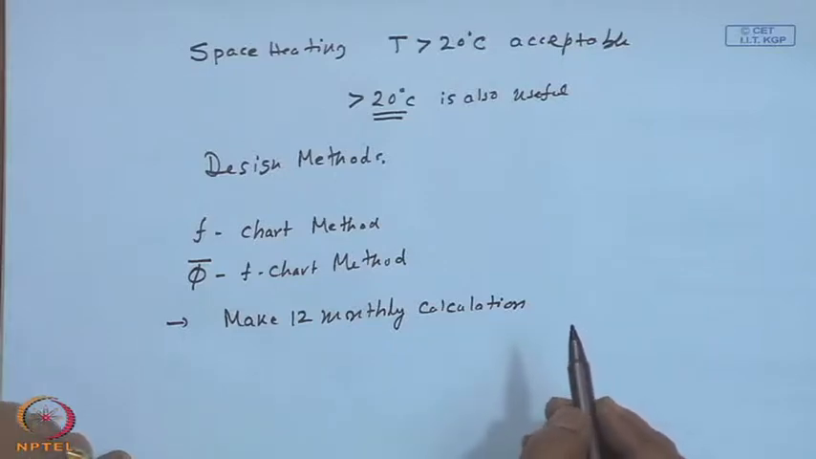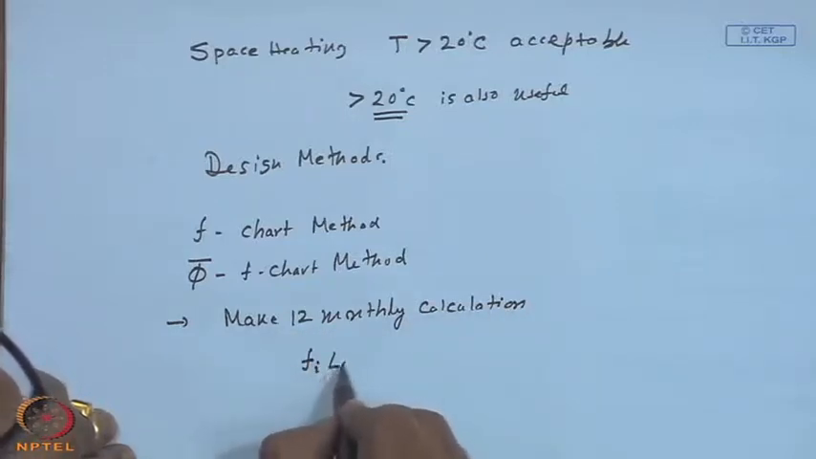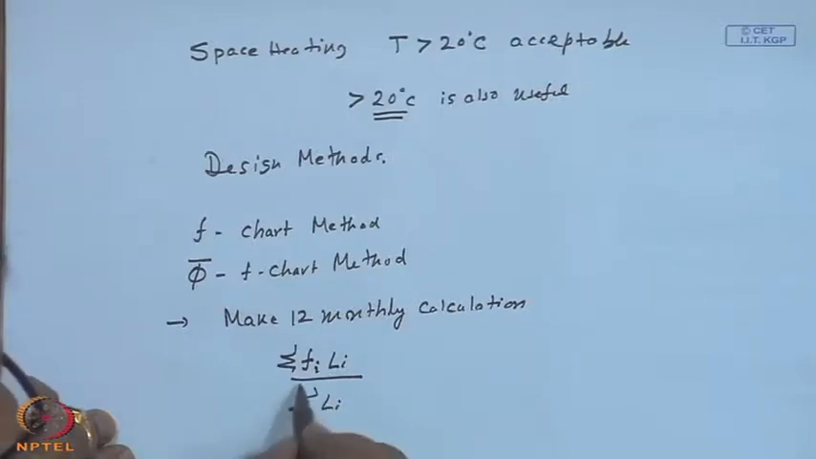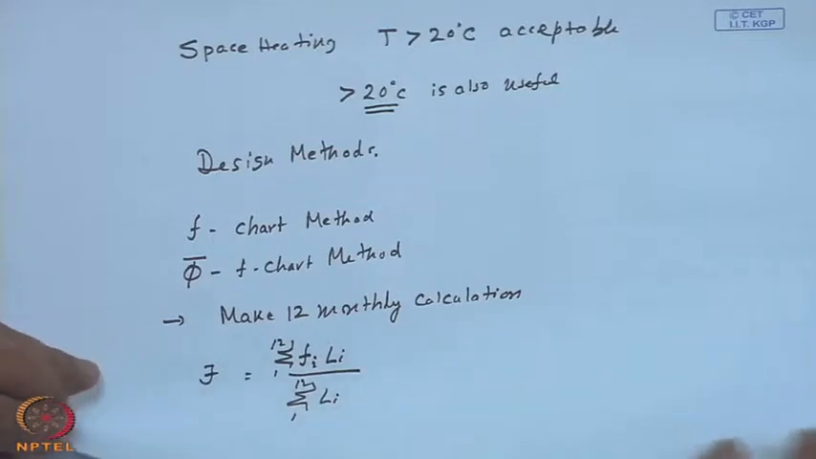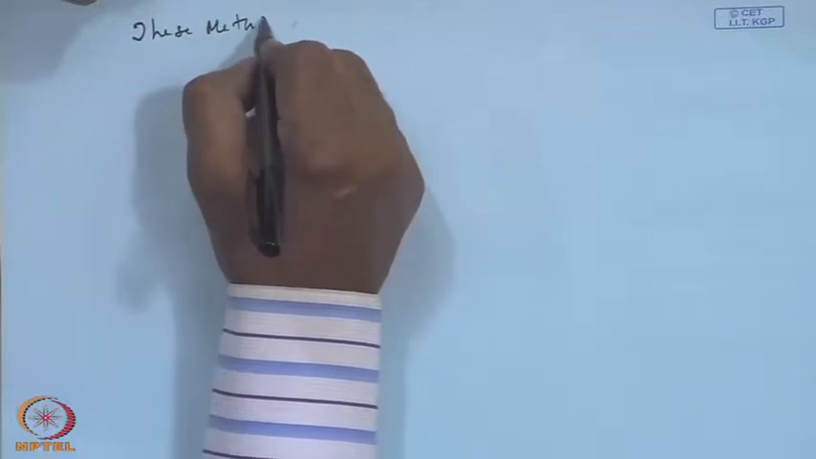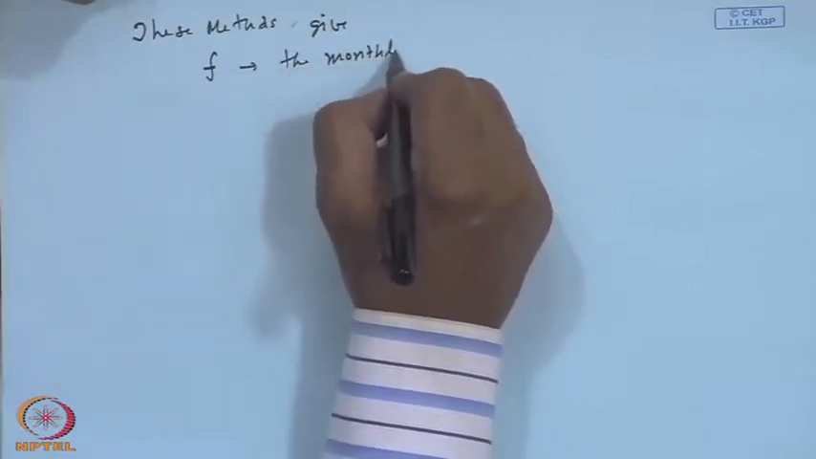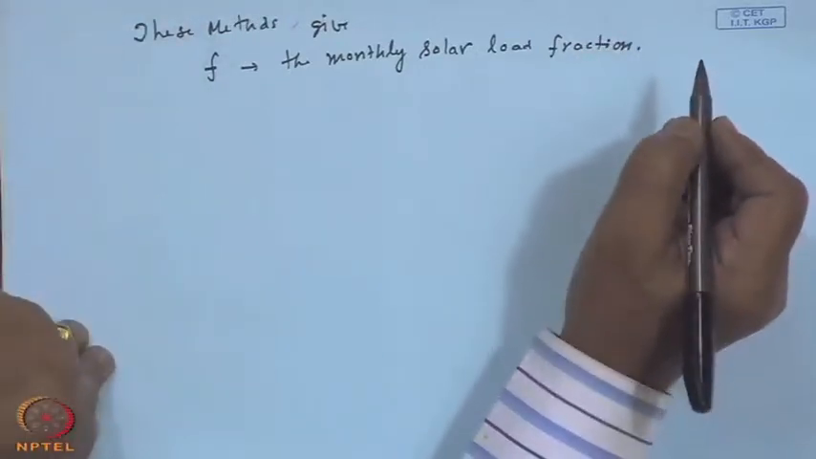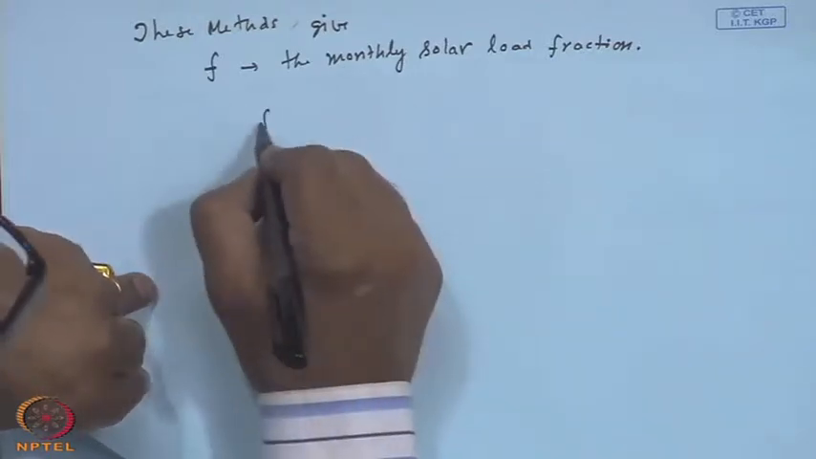As we have discussed at length, for solar energy systems the solar load fraction is the performance indicator. If F_i is the monthly solar load fraction and L_i is the load on the system for a month i, with i from 1 to 12, this is the yearly solar load fraction. So the F chart and phi bar F chart methods will essentially give you F, the monthly solar load fraction. We have also discussed earlier that if the energy supplied by the solar energy system is in excess of the load, that is not taken into account. So F is always less than or equal to 1.